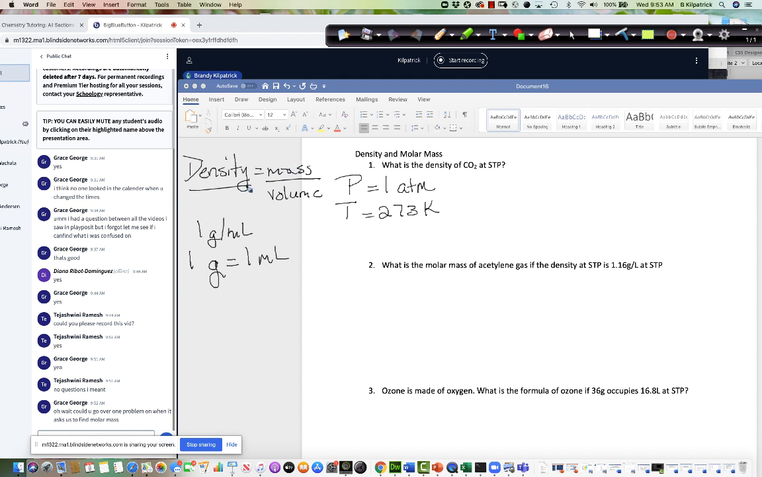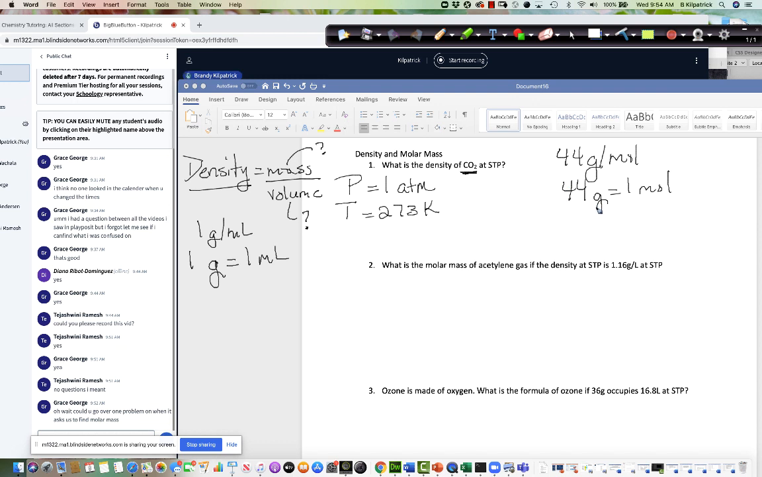So in order to have density, I need 2 numbers. I need the mass, and I also need the volume. Those things were not given to me, but I do know something else, that it's CO2. Well, CO2 has a molar mass of 44. So molar mass is 44 grams per mole. So if I go weigh 44 grams of carbon dioxide, I have 1 mole. I know that that's a true statement. So if I have 1 mole of this particular substance, I have 44 grams.